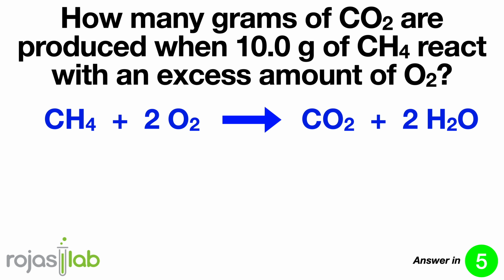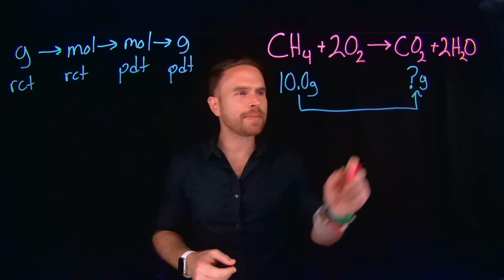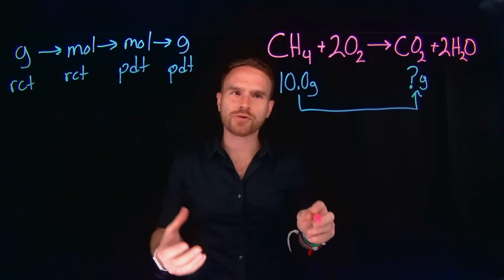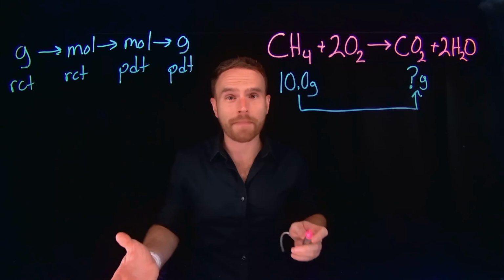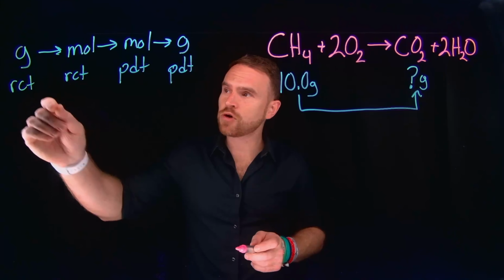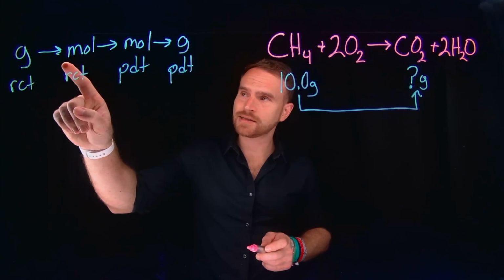Now it's your turn. Pause the video to try this problem independently, and then resume the video to check your answers. Here's another example of how we can use this roadmap to figure out how many grams of CO2 are produced when you combust 10.0 grams of CH4, or methane. Remember, we're going to be following the roadmap where we convert grams of reactant to moles of reactant, from moles of reactant to moles of product, and then finally from moles of product to grams of product.